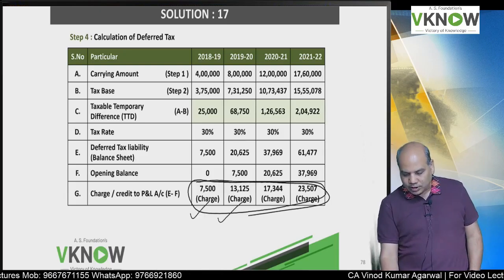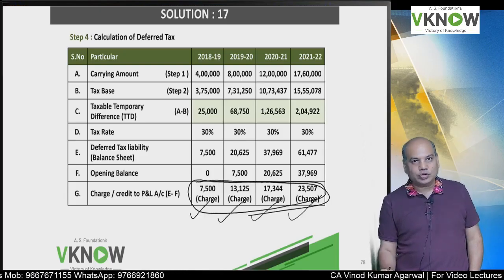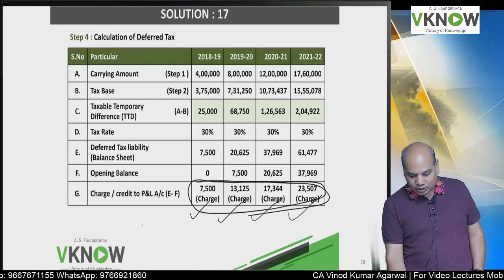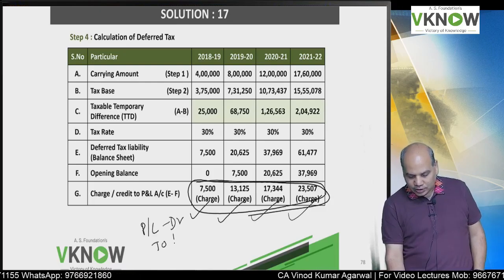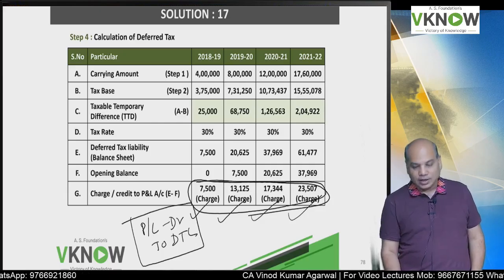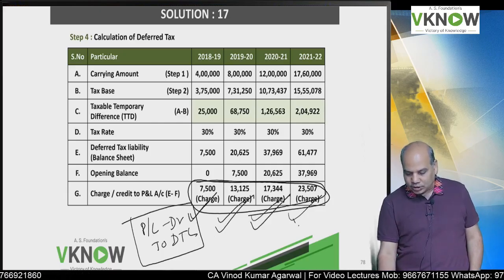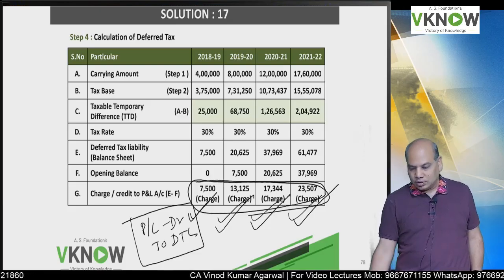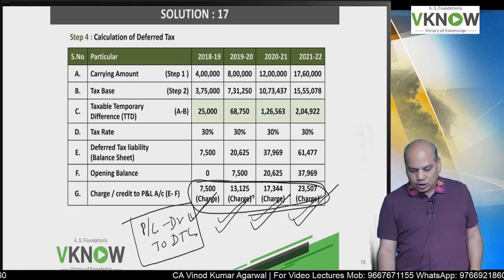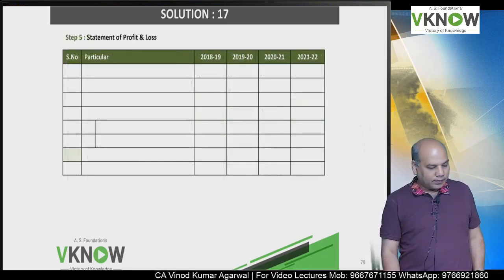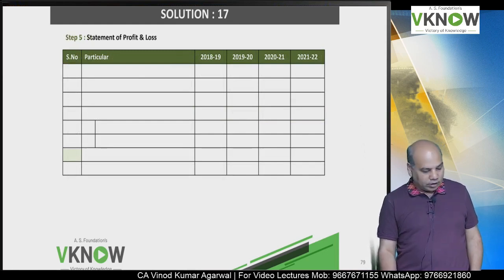These will all be added to current tax because all are debit to P&L account. So the entry we are passing for all these years is P&L account debit to deferred tax liability, this amount first year, this amount second year, this amount third year, this amount fourth year. Now my final answer, step 5, statement of profit and loss.